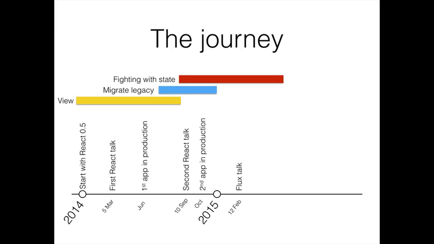So I wrote my own, and by the time I had my third application in production, which was Google Drive, I was really having three different attempts in place to tackle state management, right? And so I wasn't really happy with the way it was coming out.